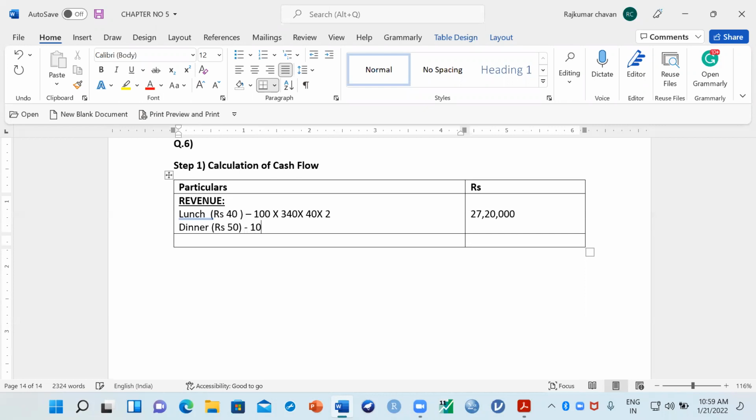Okay. Let us assume it is at 100 total capacity. That into, again, the restaurant will work for how many days? 340 into what is the price they're charging? 50. But here, how much is the sitting capacity at one time for dinner? It is how much? 1, right? So now can you just multiply and tell me what is the estimated revenue they're generating from the dinner?